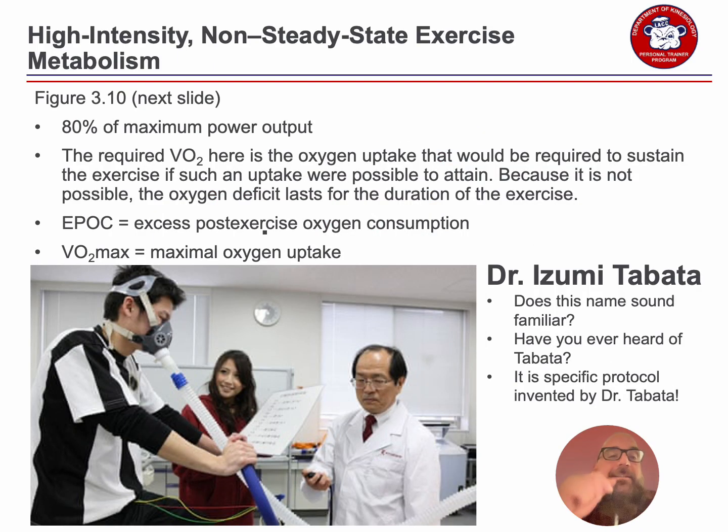Now, if we look at high intensity, non steady state exercise, it's going to be 80% maximum power output or greater. The required VO2, how much oxygen you use, is the oxygen uptake that would be required to sustain the exercise if such an uptake were possible to attain. So, can you sustain 80% maximum effort or greater? Because it is not possible, the oxygen deficit lasts for the duration of the exercise. So, when you work harder, you're going to have to pay a greater oxygen debt.